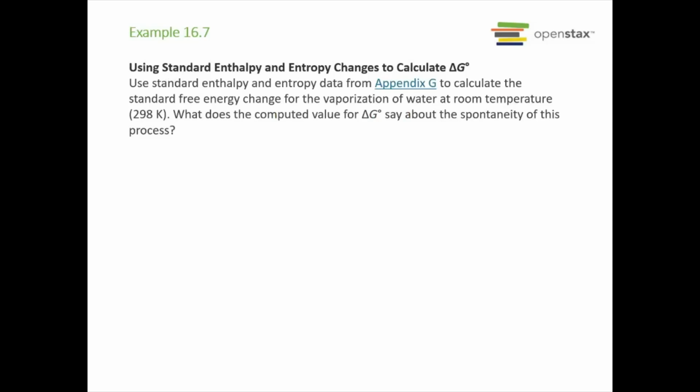So let's go ahead and look at an example. We're told to use the standard enthalpy and entropy data from Appendix G to calculate the standard free energy change for the vaporization of water at room temperature. And we want to know what this computed value for delta G standard says about the spontaneity of this process. So we're talking about vaporizing water at room temperature, meaning we are going from liquid water to gaseous water. And we know that delta G naught is equal to delta H naught minus T delta S naught.